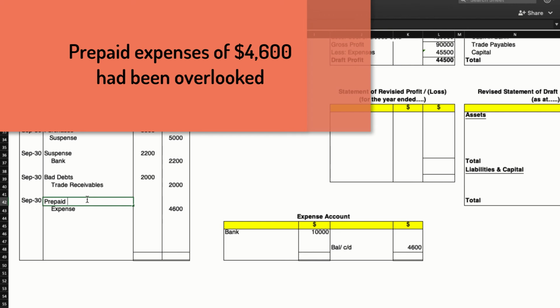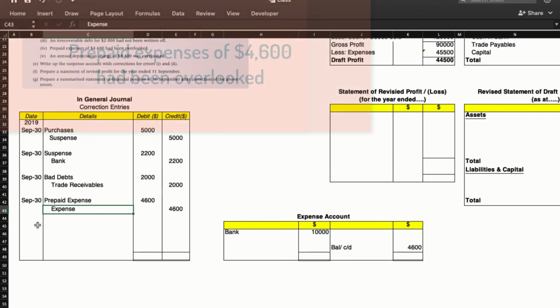Prepaid expense. Why as an asset? Because the benefit of this payment of 4,600 we will be getting in the next year. So I recorded it as an asset and I reduced the expense account. So this is the correction entry for error number 4.